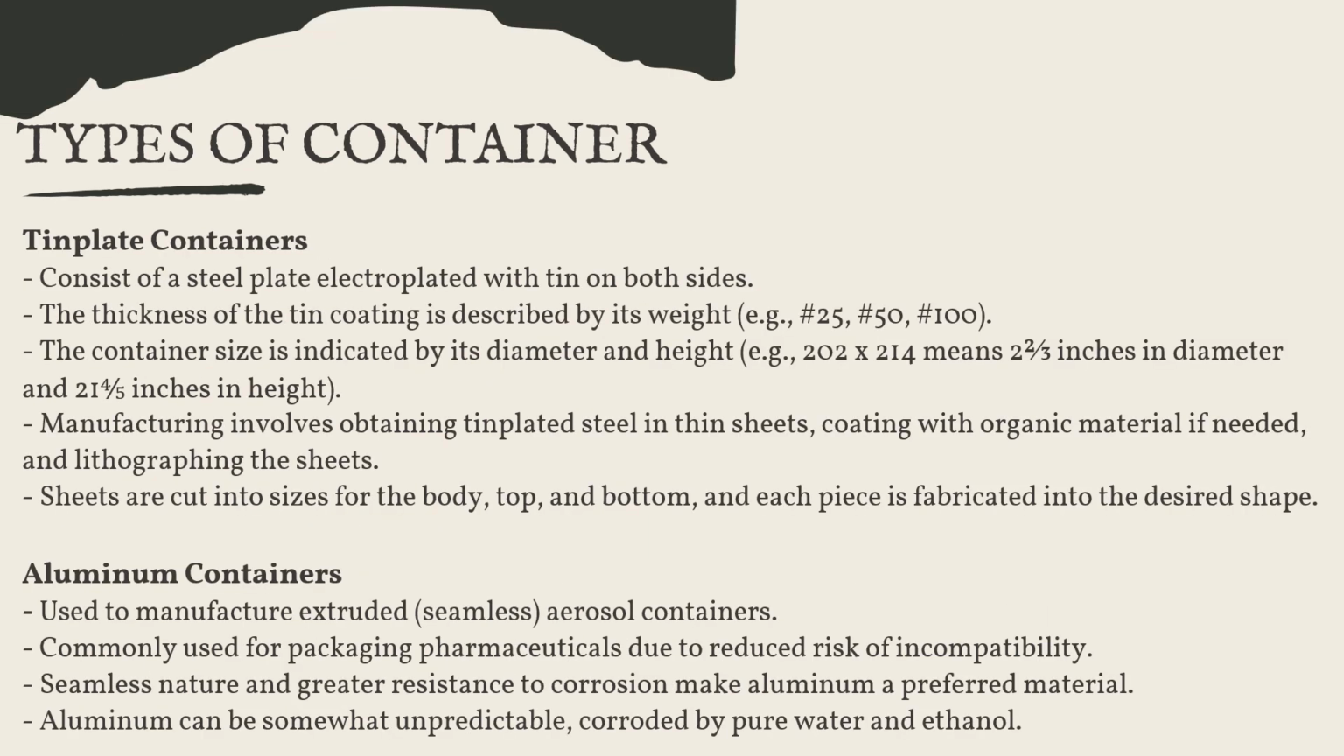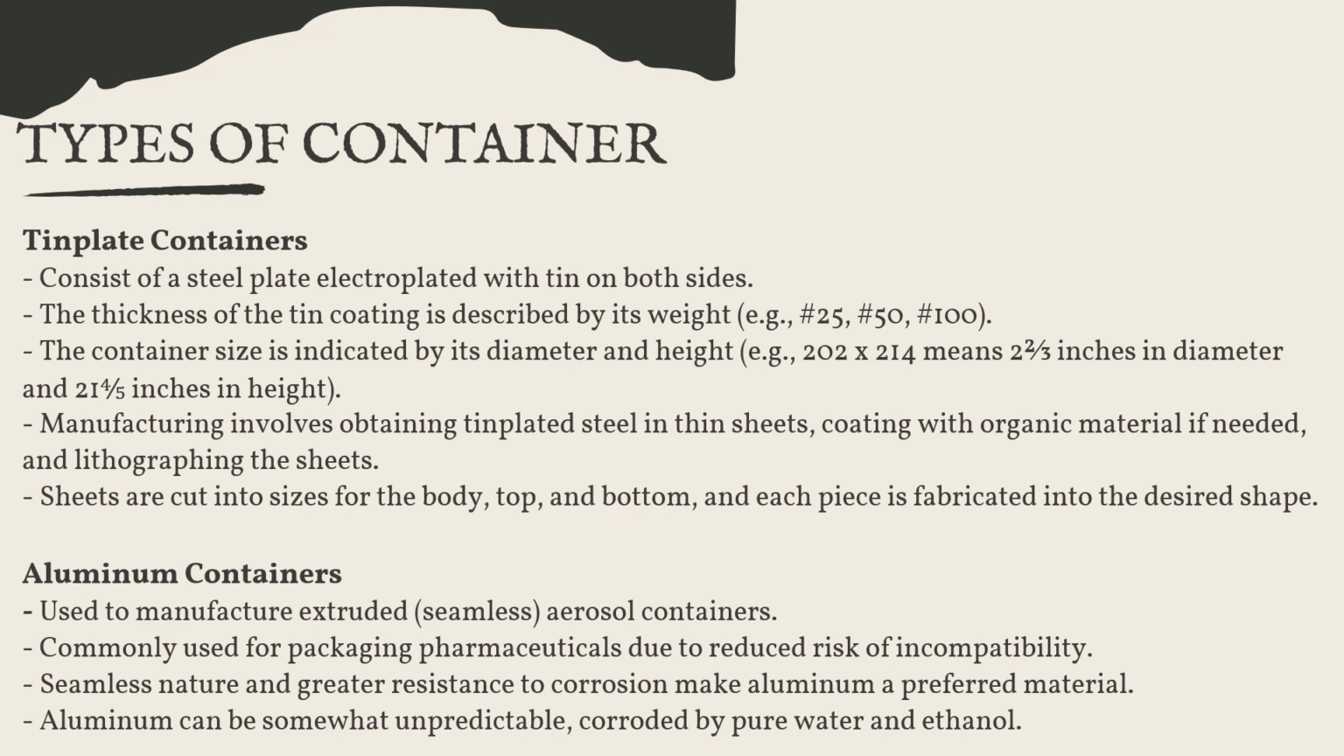Tin plate containers consist of steel plate electroplated with tin on both sides. The thickness of the tin can be of its weight 25, 50 and 100. The container size is indicated by its diameter and height. Example 202 into 214 means 2 2/3 inches in diameter and 2 1/4 inches in height.